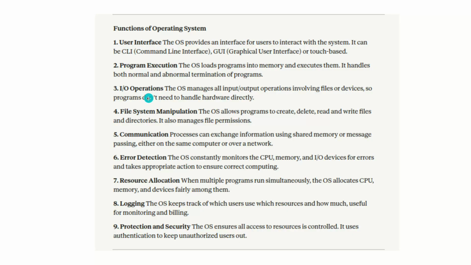Understood? Now protection and security. Protection and security means what? It means the OS ensures that all access to the resources is controlled. It uses authentication to keep unauthorized users out. Whenever unauthorized users come, we have to understand that the OS keeps track of all this unauthorized access.